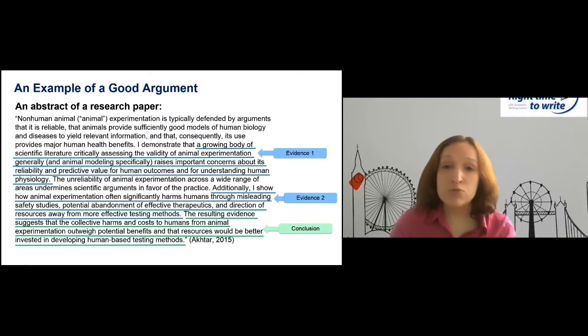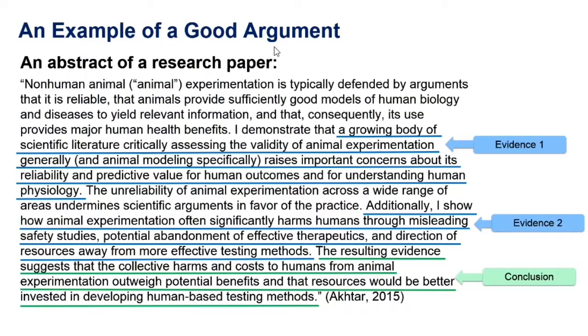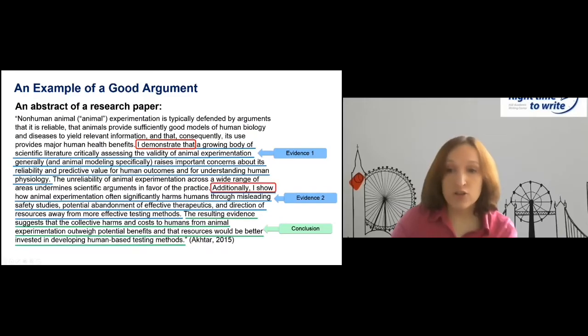What specific language can you see here that adds to the strength, to the validity of this argument? Additionally, I show. So this is evidence number one, this is evidence number two. So additionally, I show. And finally, hedging techniques as well. Because the resulting evidence suggests that. So this is an example of a good argument, and this is what we should all strive for.